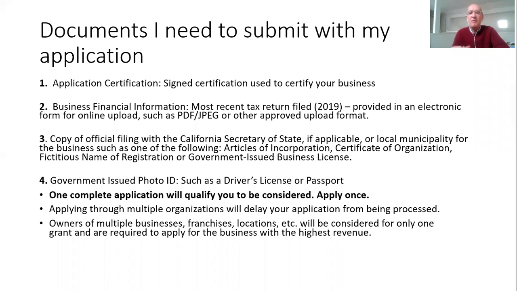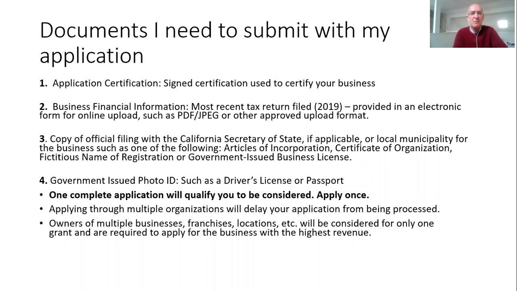Thirdly, you'll need a copy of your official filing with the California Secretary of State. That's just your legal identifier, your certificate of organization. So if that is a piece of paper that you have somewhere, but you've never really had to rely upon it or use it for any other purpose, now is a good time to try and find it.